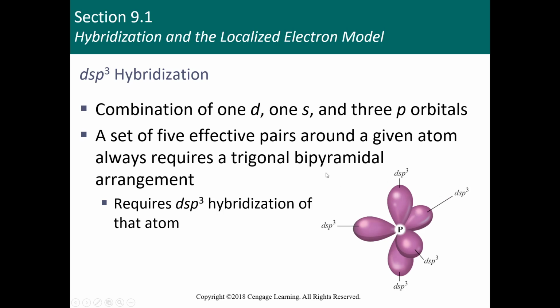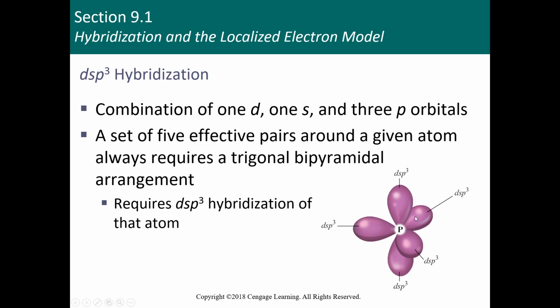Now, this dsp3 hybridization, we just count up the number of letters in here. So 1, 2, and then another 3. This would give us 5 orbitals. And so we can see here that there's 1, 2, 3, 4, 5 orbitals. This makes what is called a trigonal bipyramidal arrangement. And so it makes an arrangement that looks like this.